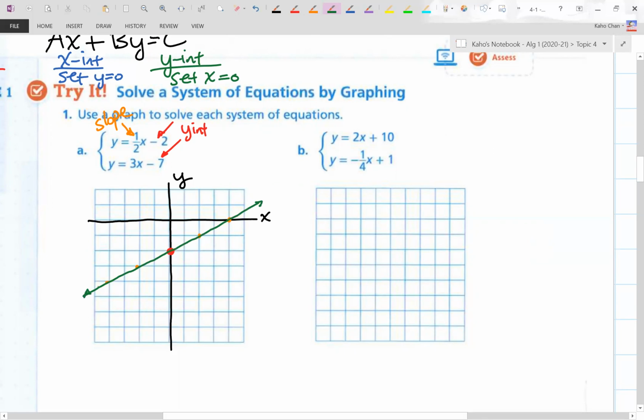The second graph has a y-intercept of -7: 3, 4, 5, 6, 7. And its slope is 3. Now you have to convert that to a fraction, 3 over 1, which represents 3, the whole number. So let's rise 3 over 1. Up 3 over 1. Oh, there it is. Rise 3 over 1.